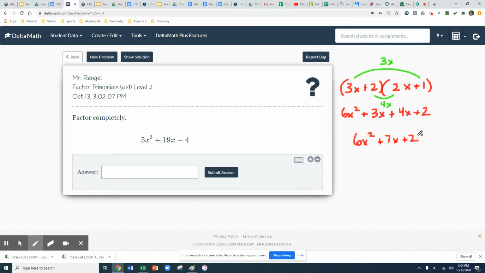Now we'll be presented the problem as a trinomial, but we can use clues about how FOIL works. We know that this 2 is going to be the result of multiplying the last two terms of your binomials. So it has to be a 2 and a 1. I'm going to note that right there. Now 6, there's a couple ways to get to 6. We have 6 and 1, we have 3 and 2. But we'll use the 3 and the 2.